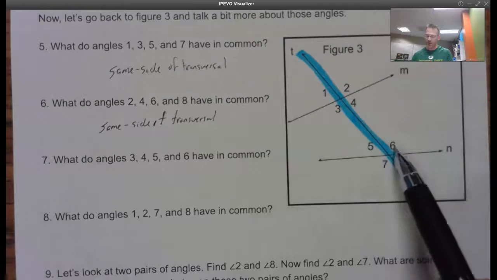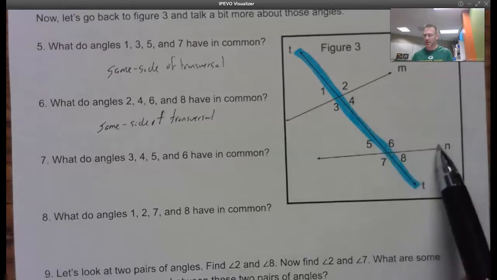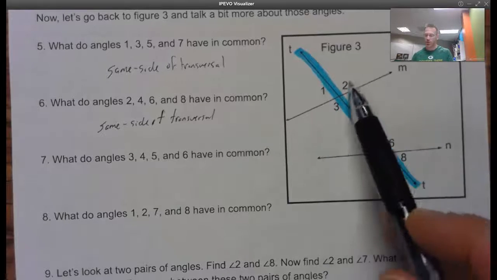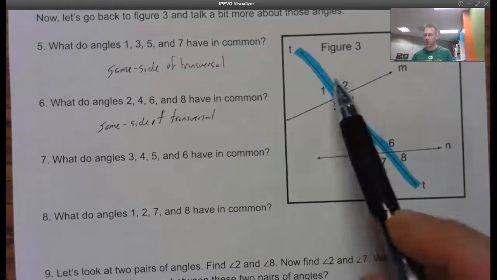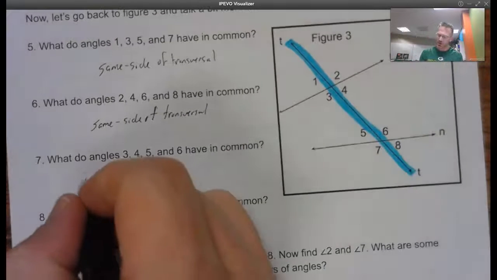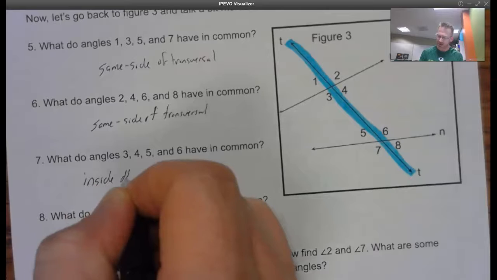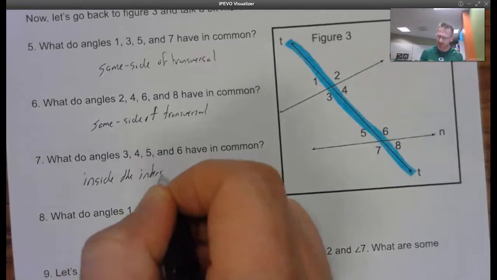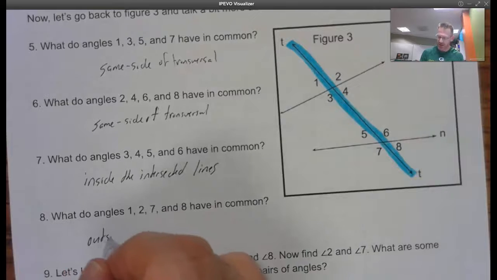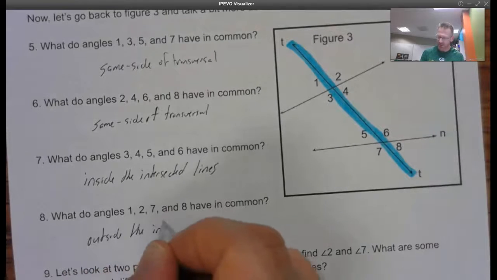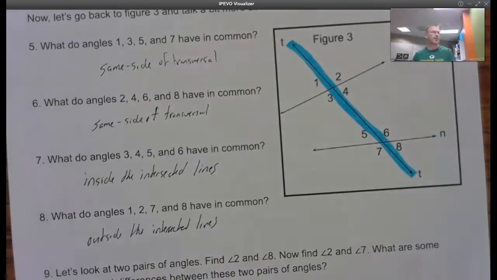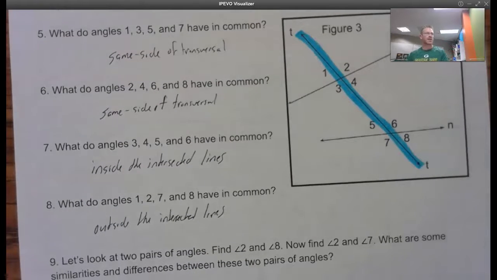When I look at 3, 4, 5, and 6, those are inside of the two lines that are intersected by the transversal, versus 1, 2, 7, and 8, which are on the outside of the lines that are intersected. So these are inside the intersected lines, and these are outside the intersected lines. And that's going to be important, okay? Now, let's think about that.